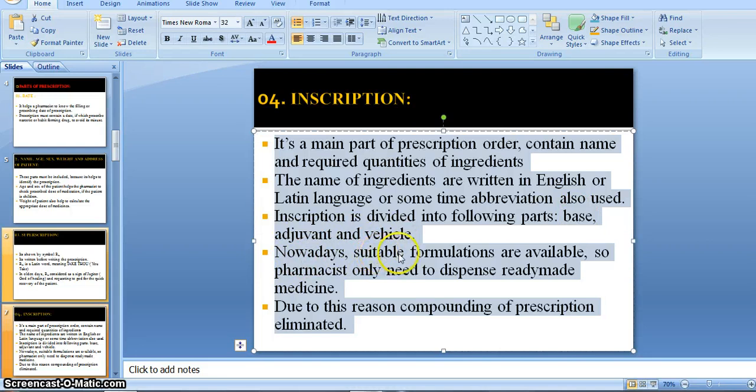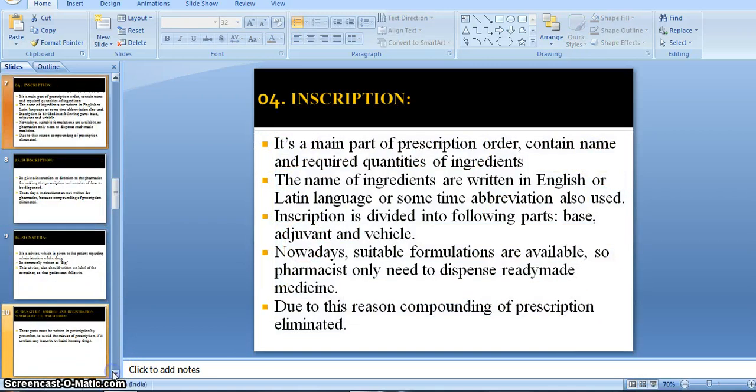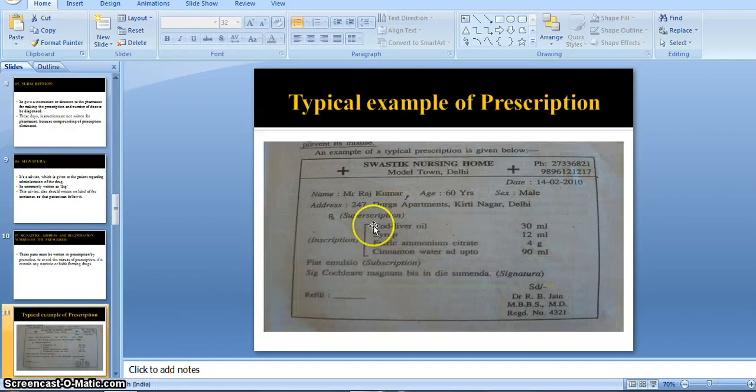Nowadays suitable formulations are available, so pharmacists only need to dispense ready-made medicines. Due to this reason, compounding of prescriptions has been eliminated. So inscription is the middle part of the prescription, right? Cod liver oil, this is the quantity and name of the drug, the ingredient. This is the inscription.